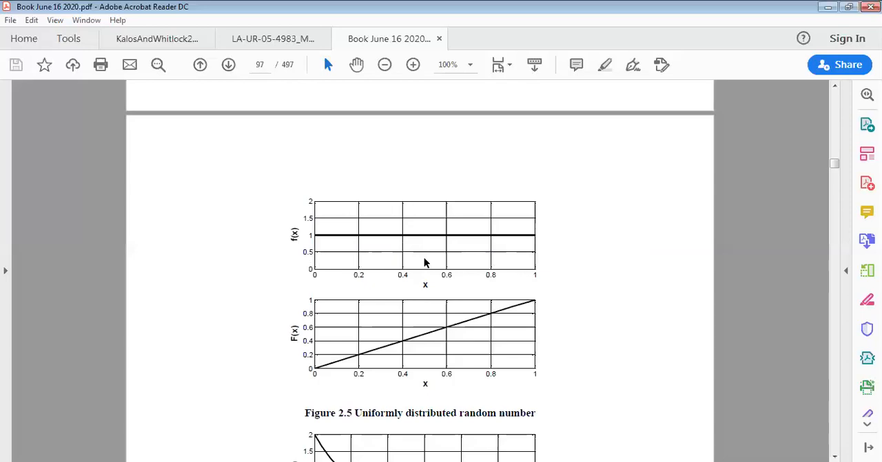If I integrate the function 1 dx between 0 and x, I get a straight line. So I get capital F. The equation of capital F is x. So it's a straight line that goes from 0, 0 to 1, 1. So this angle should be 45 degrees because the tan of this angle should be 1.